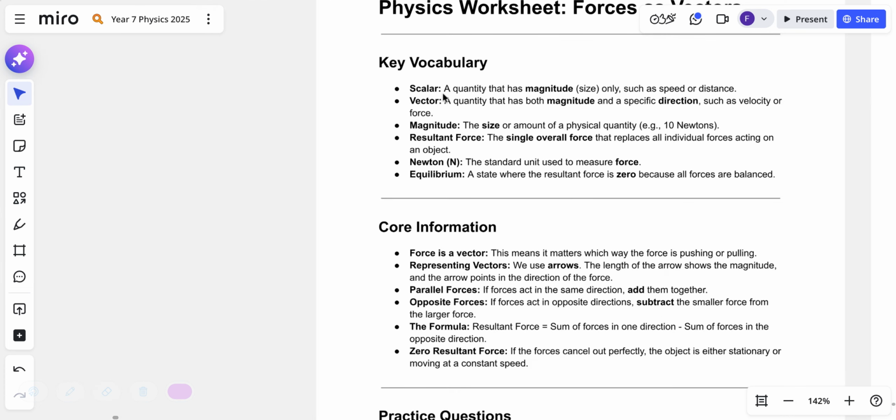We have done scalars and vectors, but it doesn't matter if you've done them before. It doesn't matter if this is the first time you're doing them. You forget. So I'm going to go through them all again.